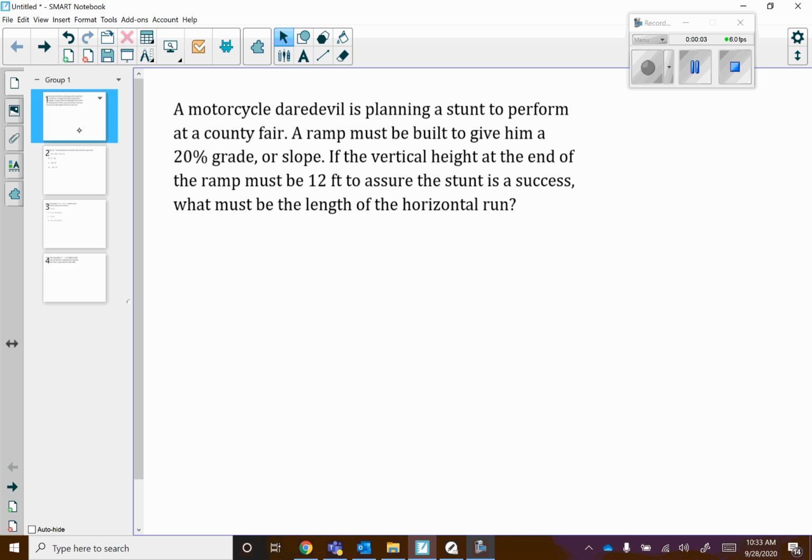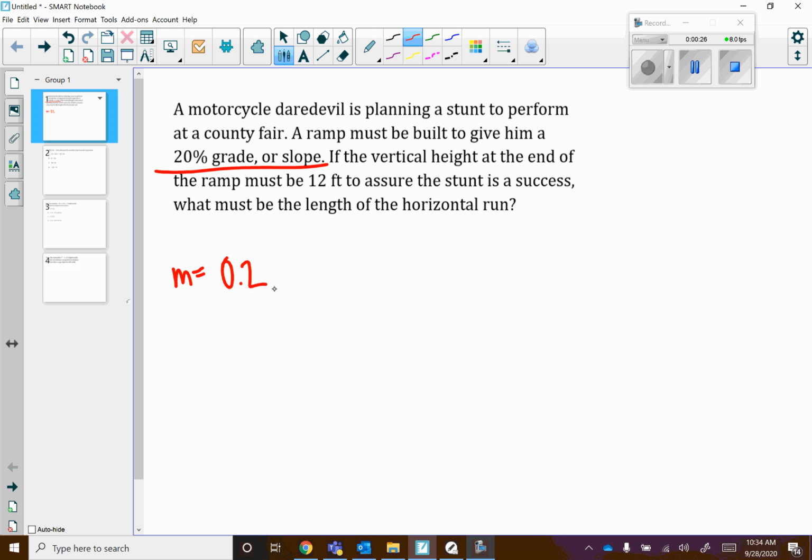Pre-calc, we're going to do the 4 biggest mistake problems that I saw on this test. So the first one is a motorcycle daredevil is planning a stunt to perform at the county fair. The ramp must be built to give him a 20% grade or slope. Hey, that's our first hint. We know that the slope of this line is 20% or 0.2 as a decimal.